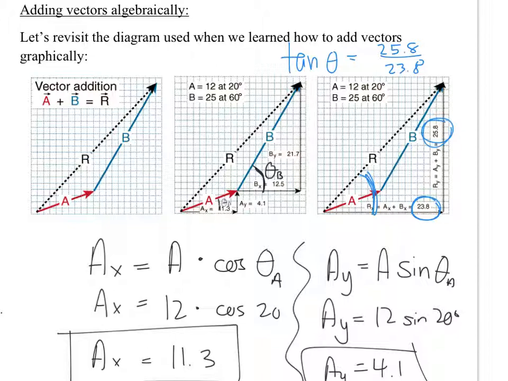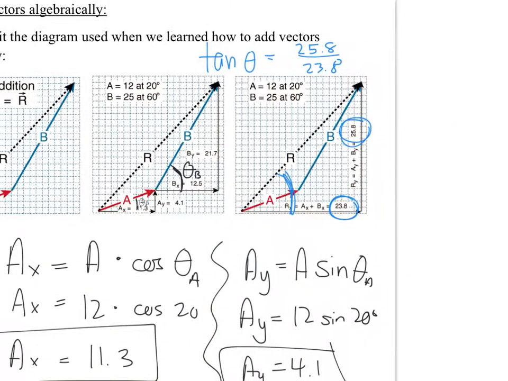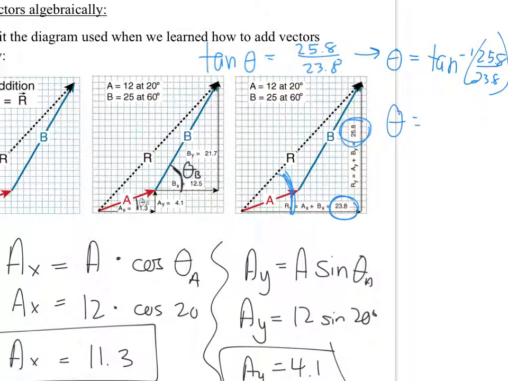Okay, so what did you say again? What was it? 47.3. How did you find 47.3? Tan inverse 25. Come on. We've been doing this, guys, for like 3 days now. When you want to find an angle, use the inverse function. Press in your calculator, second tan, type in 25.8 over 23.8, then hit enter. If you're not in the right mode, you might not get the same answer, which means you need to change the mode of your calculator.